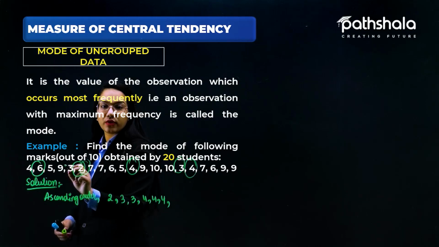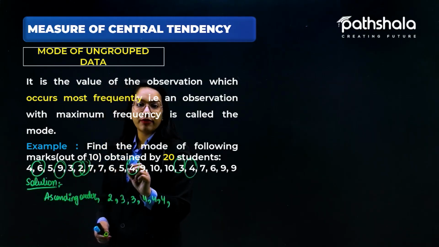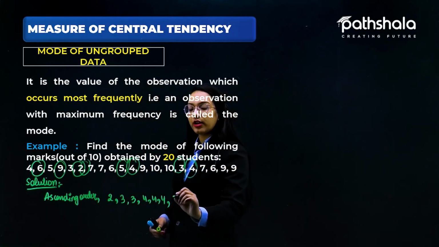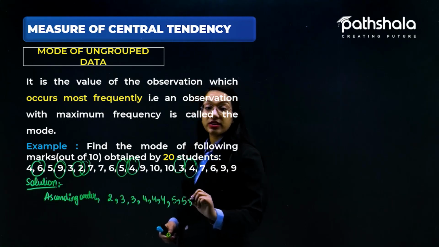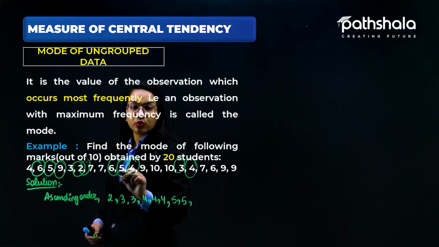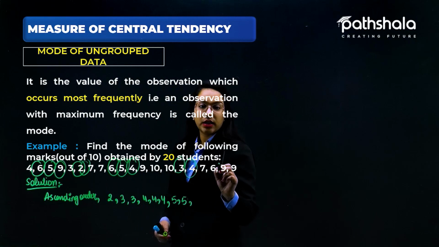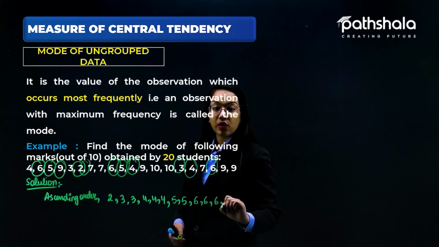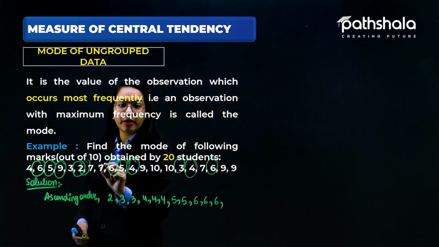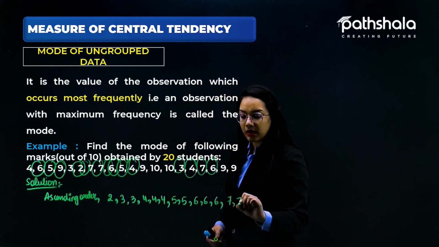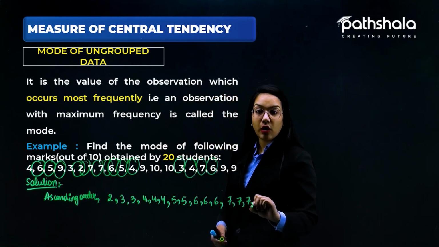Further, look out for 5. We have 5 only 2 times. Let's look out for 6. We have 6 three times. Let's look out for 7. How many times is 7 coming? 1, 2 and 3. So 7 is also coming 3 times.